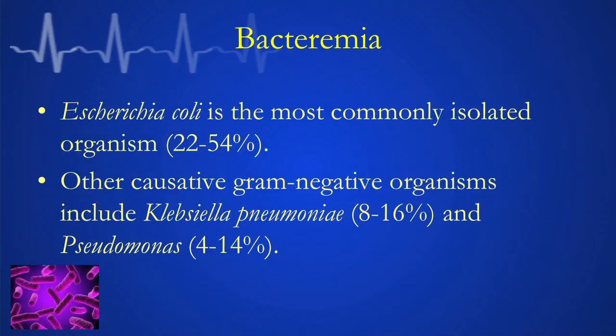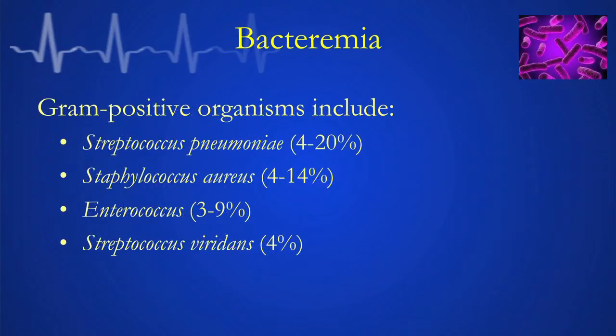E. coli is the most commonly isolated organism. Your other causative gram-negative organisms are Klebsiella pneumoniae and Pseudomonas. Your gram-positive organisms are Strep pneumo. We know about that one. Staph aureus, we'll talk about that, especially in relation to influenza. Enterococcus and Strep viridans.